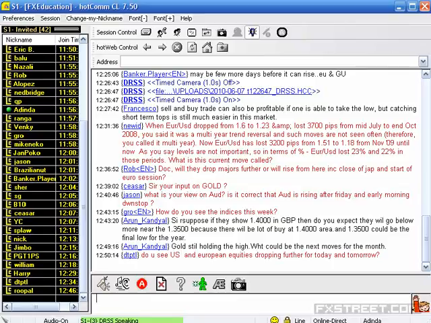Is it correct that Aussie is rising after Friday and early morning down stock? No, as far as Australian dollar is concerned, at 0.80 one can initiate the buy. Whenever there is a dip, one can initiate a buy. Still, to limit the risk, one has to keep the hedging order of 40-50 pips. If it is hedged, try to keep stop at entry and calmly wait.